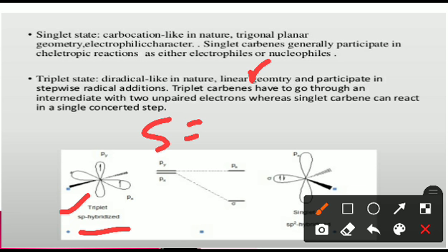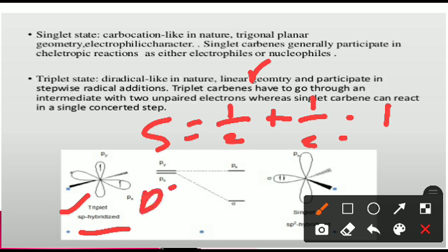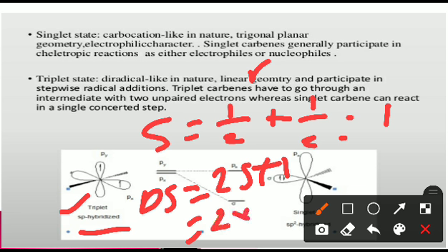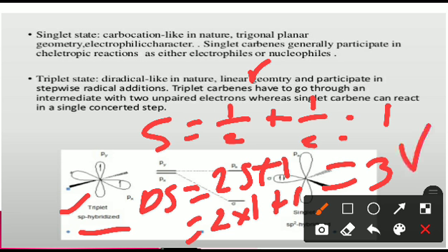And that's why the s value is plus half plus half, equal to 1. The spin multiplicity is equal to 2s plus 1, which is 2 into 1 plus 1, equal to 3, and that's why it gives a triplet state.